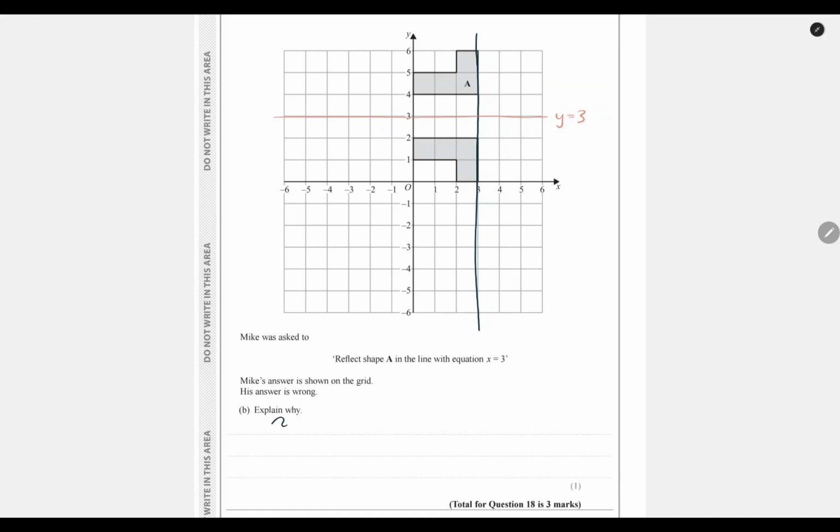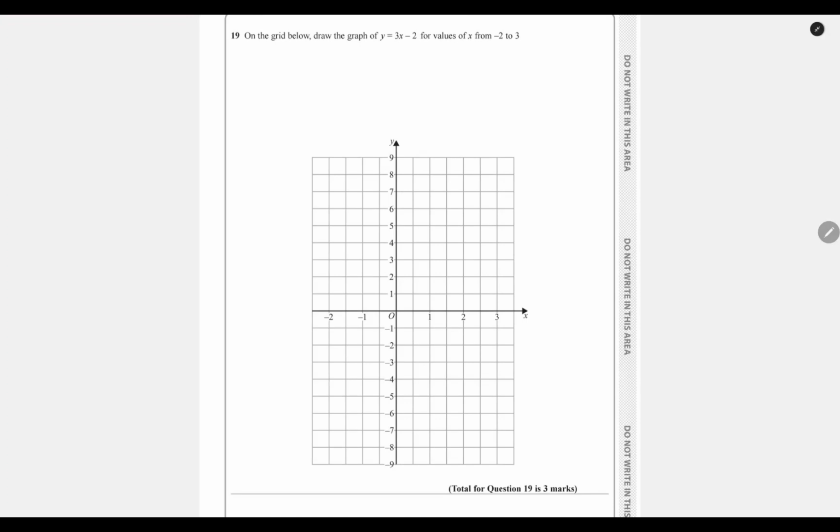And so our explanation is going to be: he has reflected shape A in the line with equation y is equal to 3, not x is equal to 3.